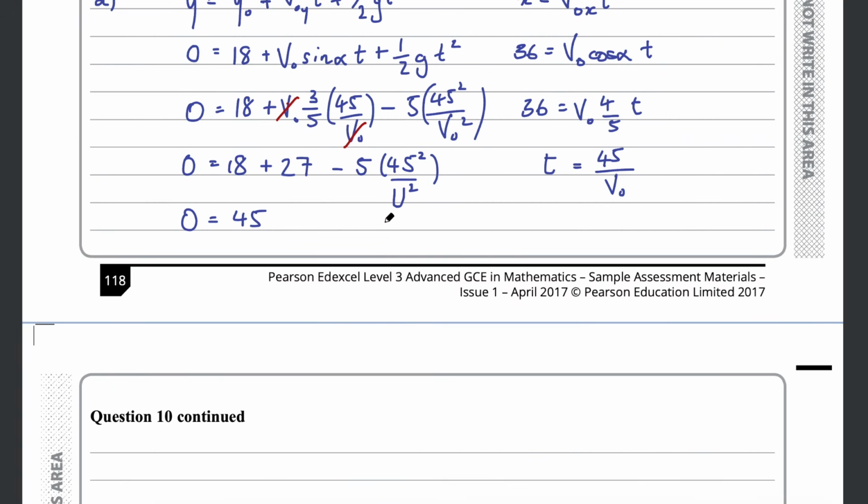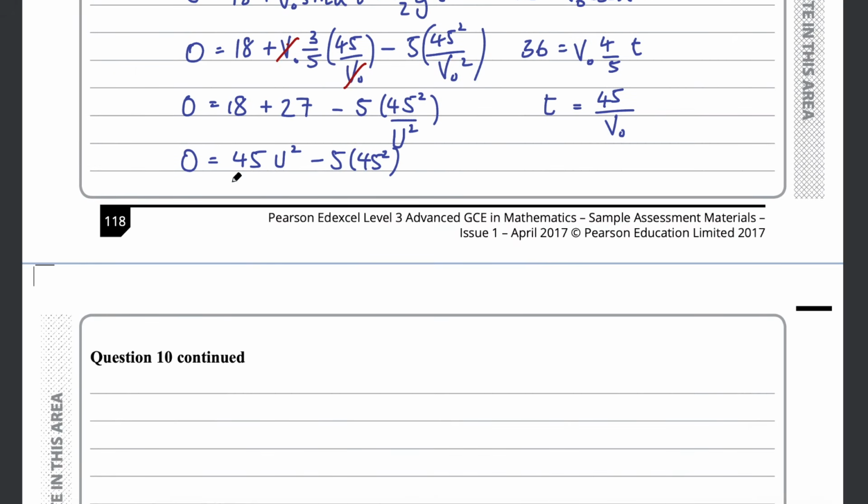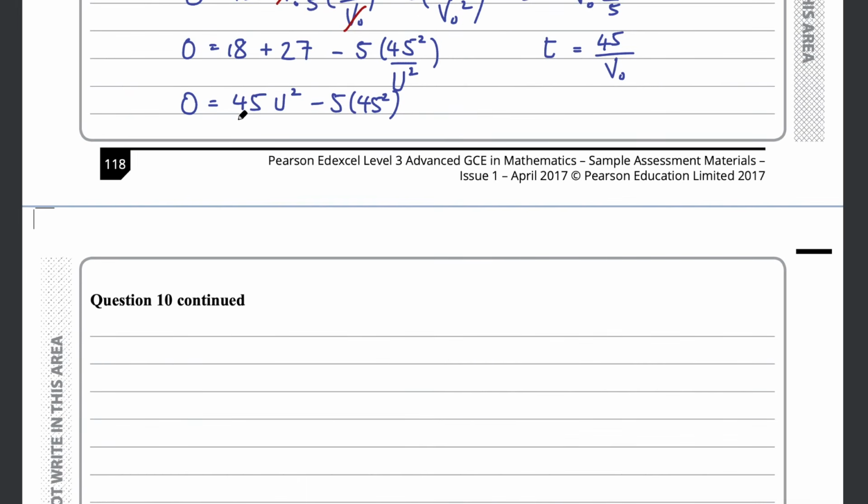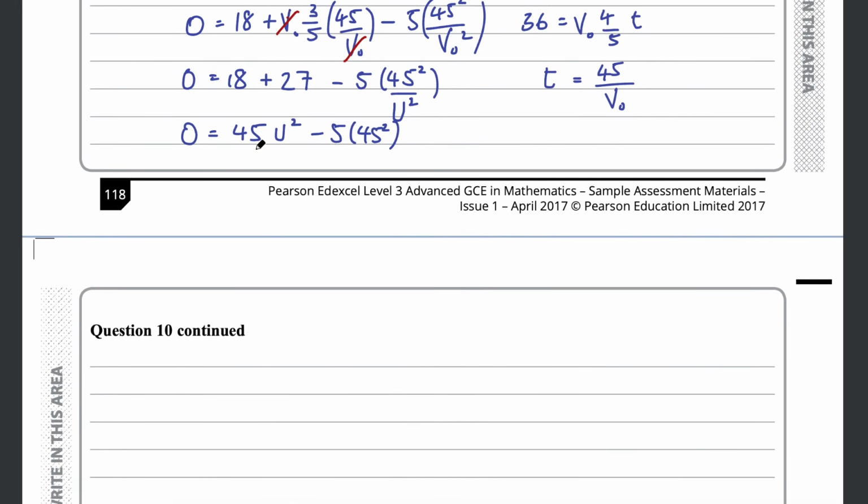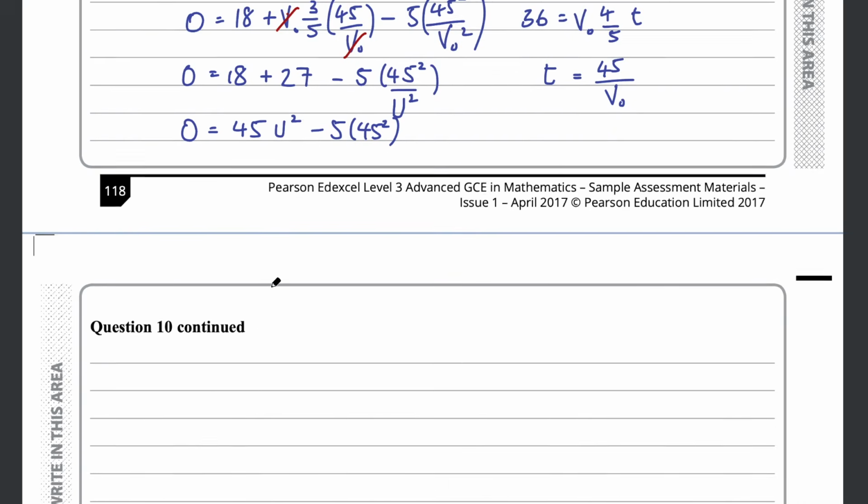How do I get rid of a denominator? Multiply everything by u squared. So this is going to be 45 u squared, and 0 times u squared is just 0. And then over here, I'm just left with 5 multiplied by 45 squared. Okay, this is looking really neat now, almost there. I could divide everything by 45, so I just have u squared by itself.